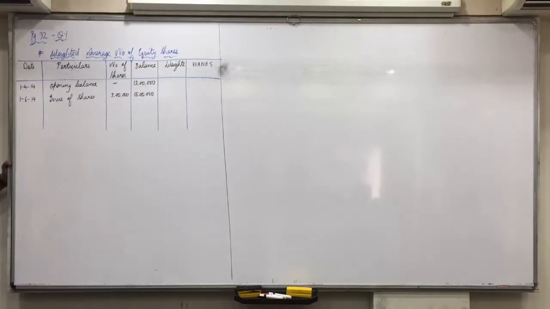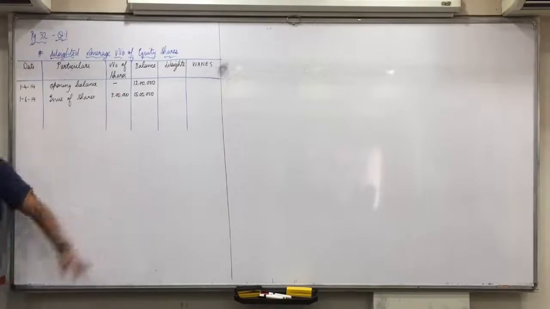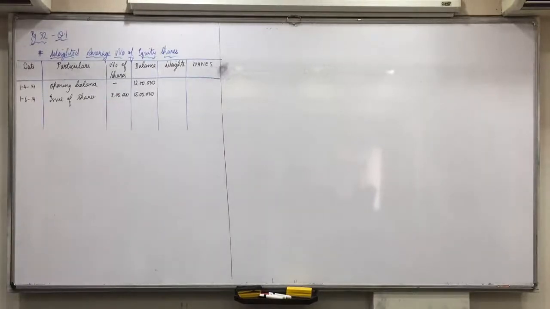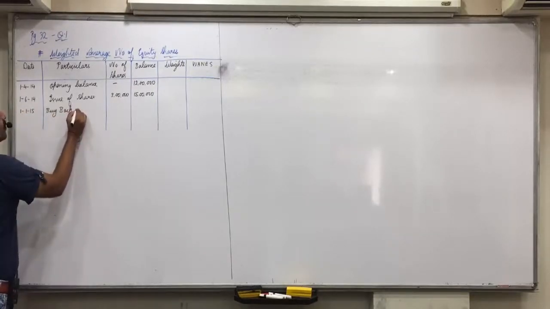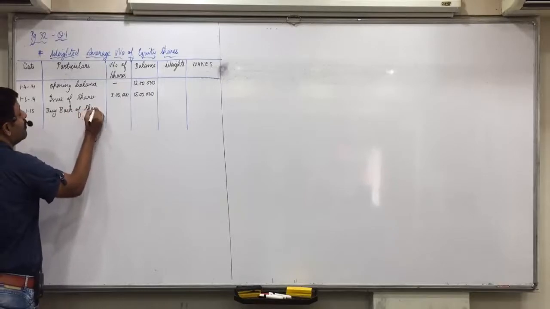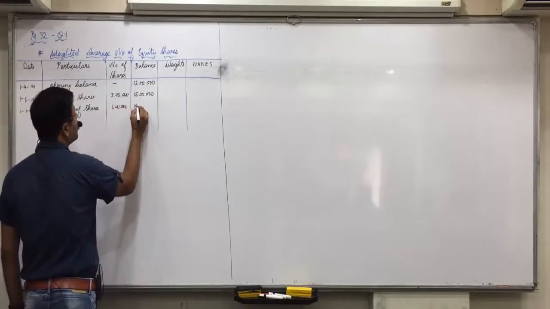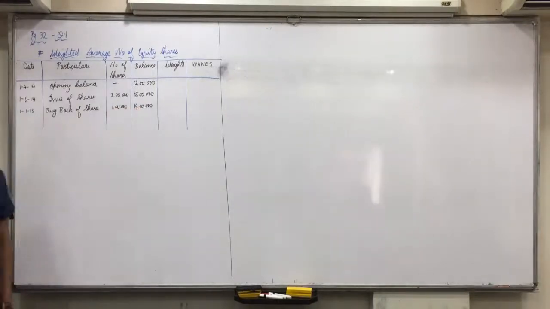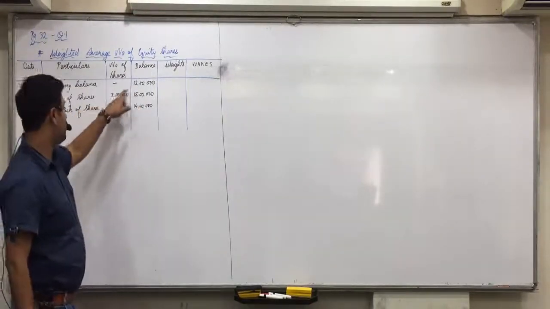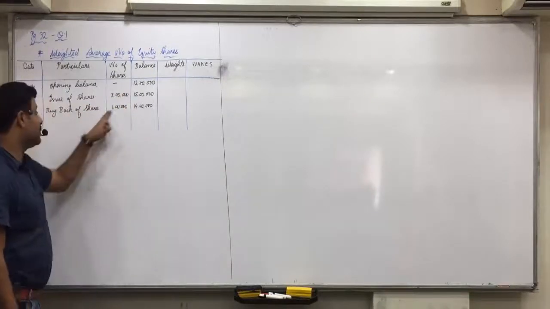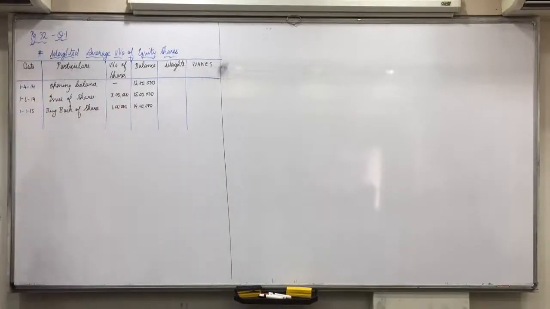First we'll make the columns up till balance only. Weights will come at the end. Any confusions with this? Issue will get added, so 12 plus 3, 15. On 1/1/15, it bought back 1 lakh shares. So 1/1/15, buyback of shares, 1 lakh. What will we do with buyback? Minus. 15 lakhs minus 1 lakh, 14 lakhs. Understood this? Issue of shares is added, so 12 plus 3, 15. Buyback is subtracted, so 15 minus 1, 14.